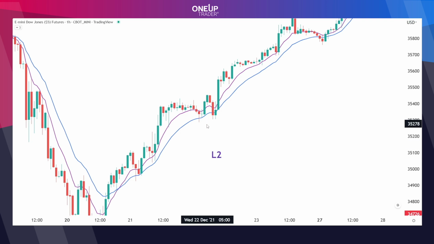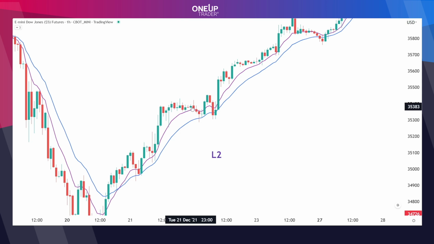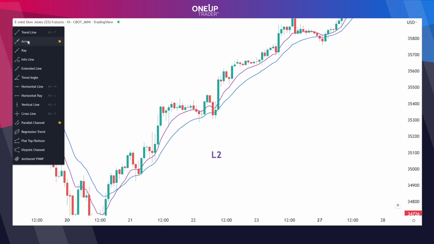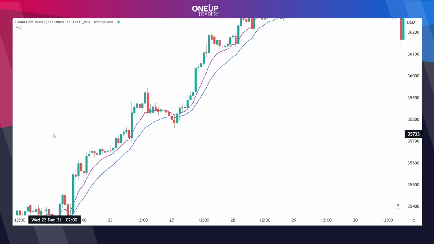Now, the next similarity between the two entries is that the L2 also looks for the first impulse candle to be taken as our entry. So in this example, again, we see how price action moves sideways and retraces into the moving averages. The candles are of similar size, and our first bullish candle out of this is this green candle over here. We could even say that this is a morning star pattern, and we would take our entry at this point using the L2.